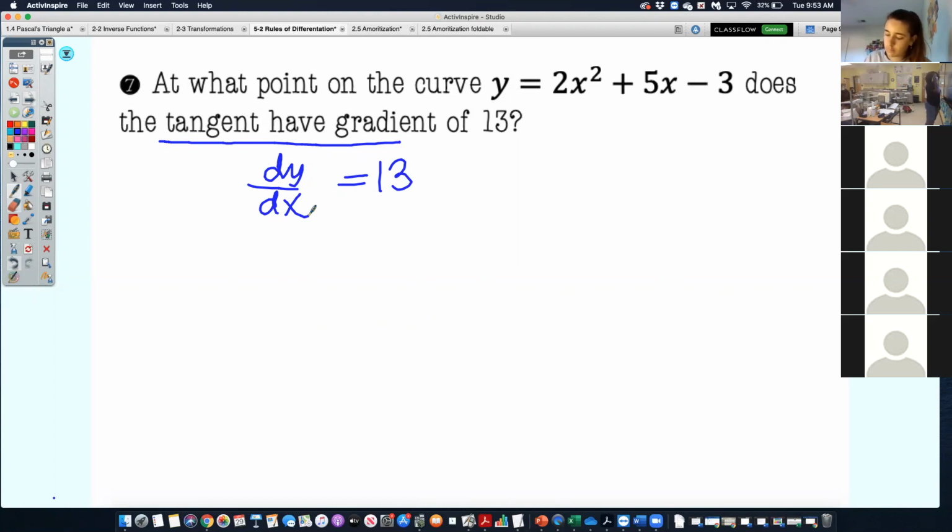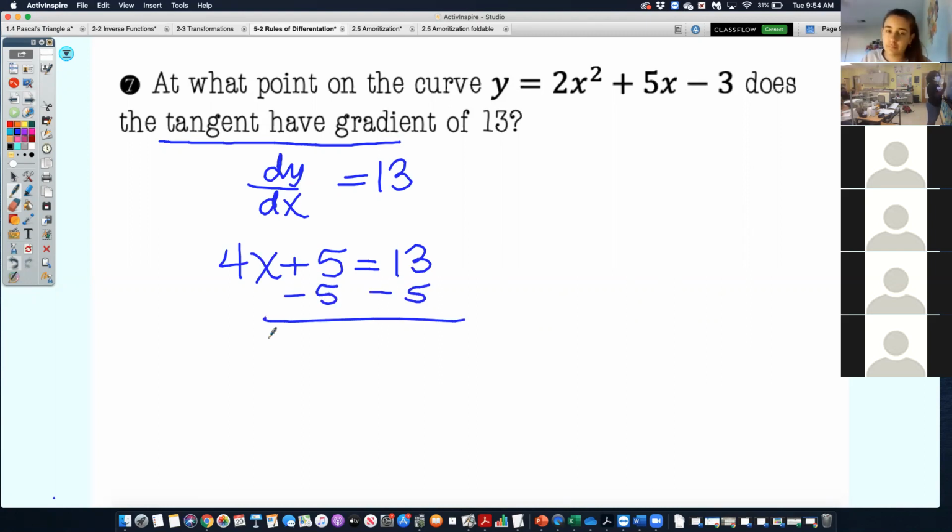What's the derivative of 2x squared? 4x plus 5. And then of 5x is 5. I'm going to set the derivative equal to 13. I'm doing this because I'm trying to find the point now. So now instead of them giving me the x value to find the gradient, I'm given the gradient, and I have to find the x value. Actually, I have to find the full point. So now I'm going to solve for x by subtracting 5 from both sides, dividing both sides by 4, and x equals 2. So on this function, when x is 2, the slope of the tangent line is 13.